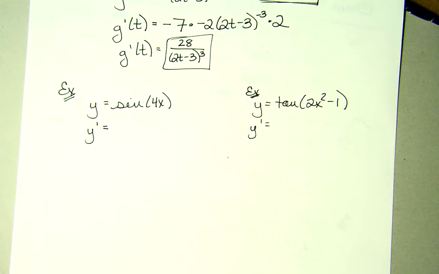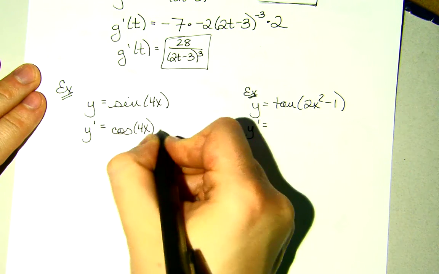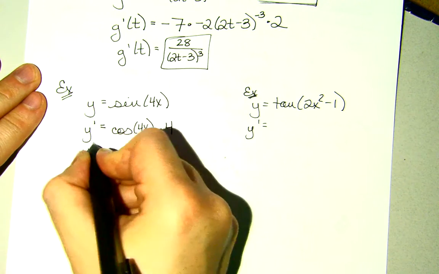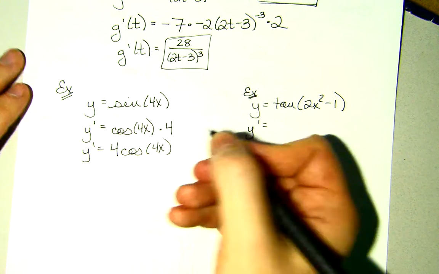The derivative of the outside function, leave everything inside. Multiply by the derivative of what's inside. So the cosine of 4x times 4, or 4 cosine 4x for the first one.